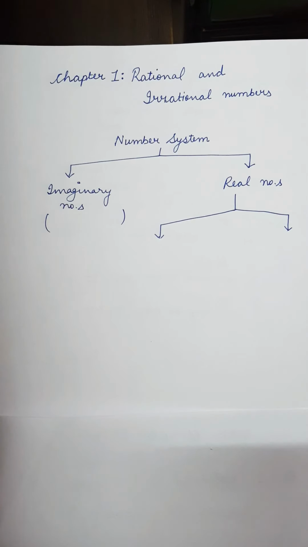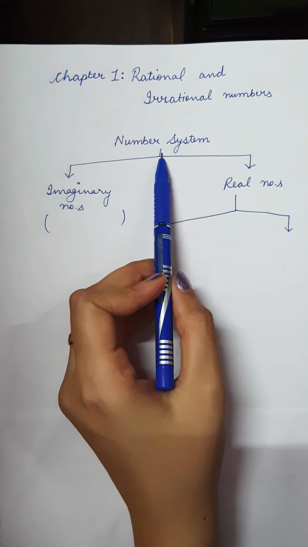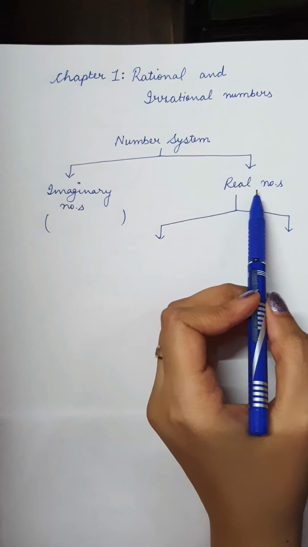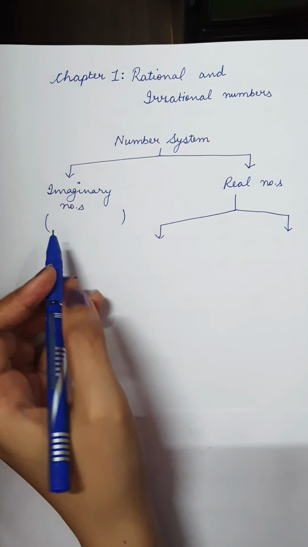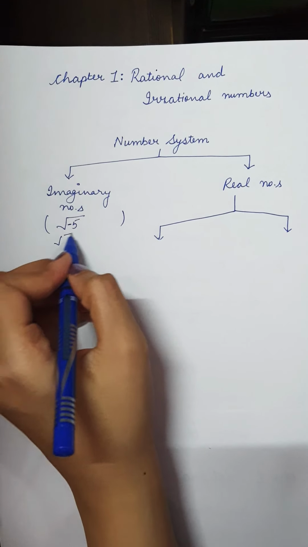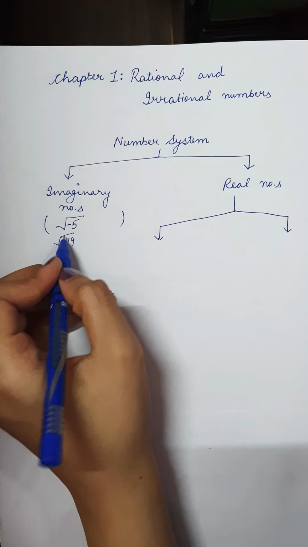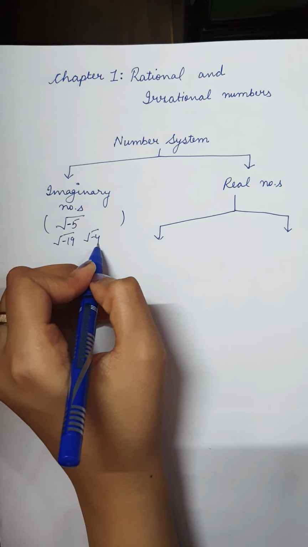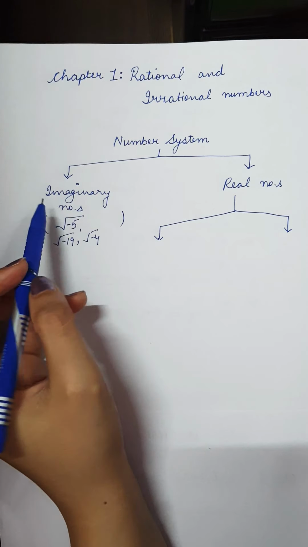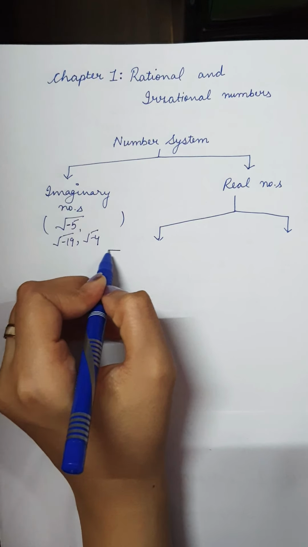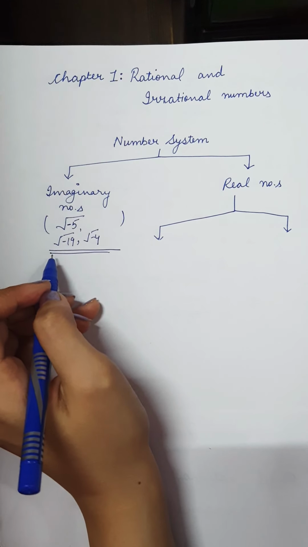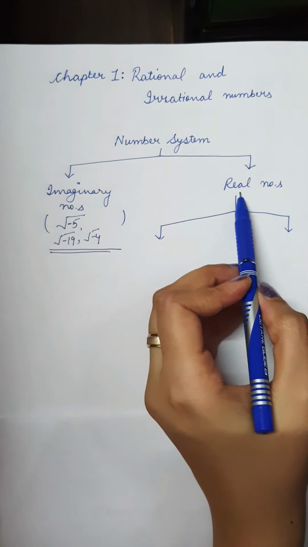So first, let us see the number system. The whole number system consists of two types of numbers: imaginary numbers and real numbers. Imaginary numbers, for example, under root of any negative number, say under root -5 or under root -19 or anything under root -4. All these numbers consist of minus inside the root, so they are imaginary numbers, and we are going to study them in detail in higher classes, not now. For now, we will confine our discussion to only real numbers.